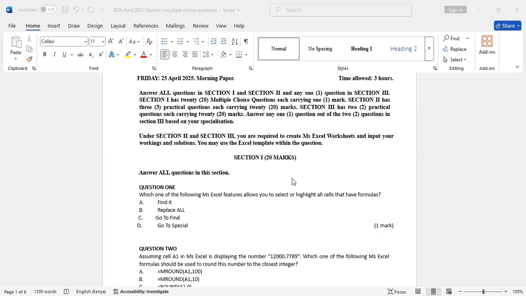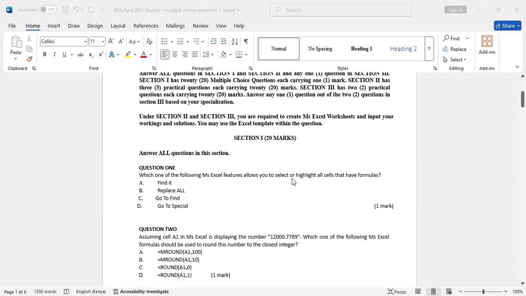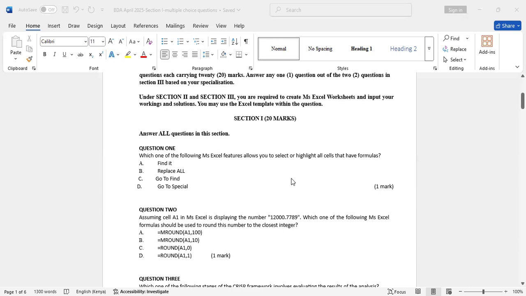So without much ado, let me read the question. You answer all questions in this section. So in this section, you answer each and every question. And this is also an area that I was able to test you on in our April mock. So question 1, I'll read the question.